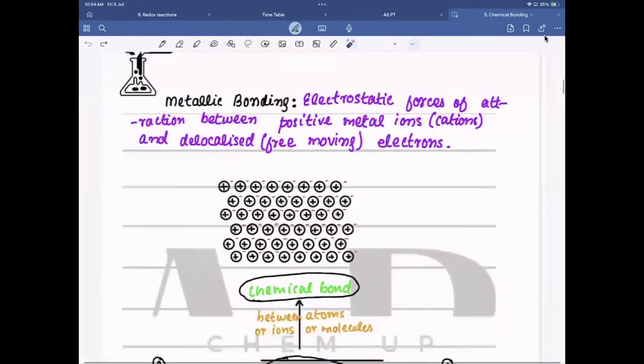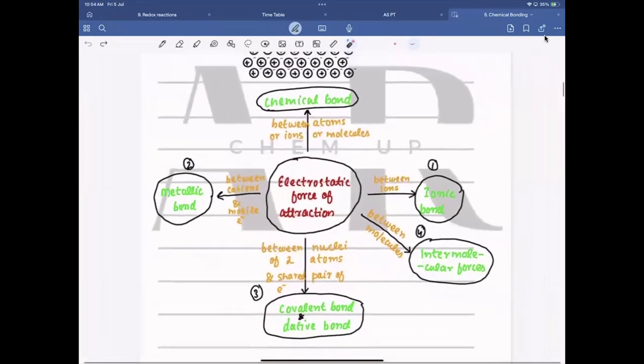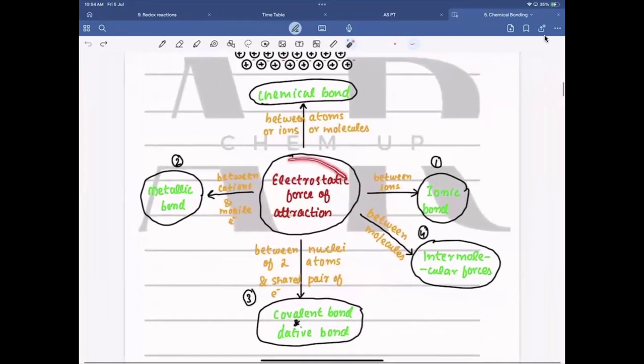Okay. Now, here I have made one summary. If I say in general that electrostatic forces of attraction exist between atoms, ions or molecules, then I can call it a chemical bond, right? If the electrostatic forces of attraction are held between ions, then we call it an ionic bond. And if these electrostatic forces of attraction exist between cations and mobile electrons, then it is a metallic bond.